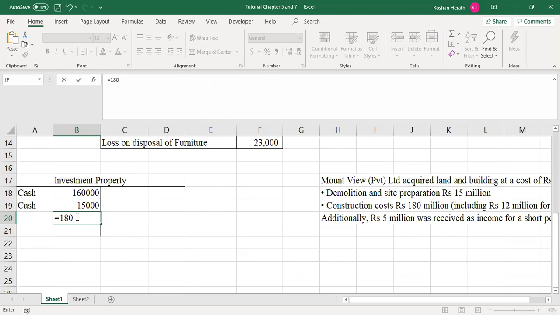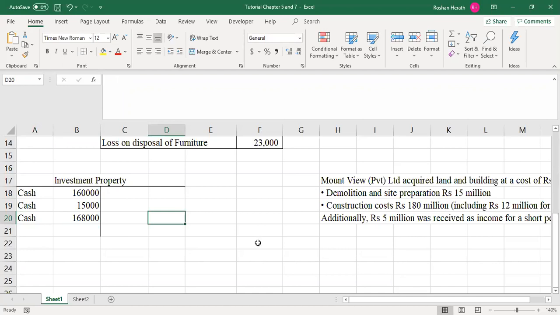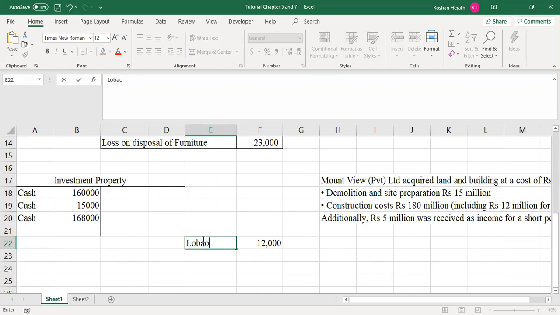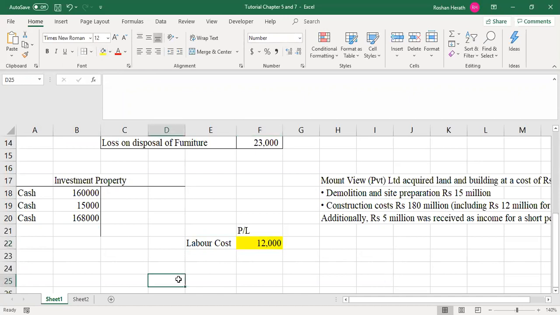So consequently, 180 million minus 12 million. We are taking things in thousands, so it is 168,000. That should also be capitalized, but you need to mention this 12,000 labor cost, you should charge that to the P&L. It's an abnormal loss. The justification is that abnormal losses should not be capitalized.